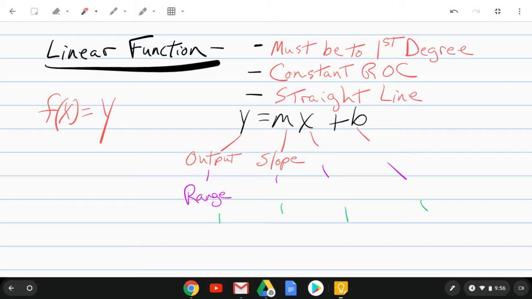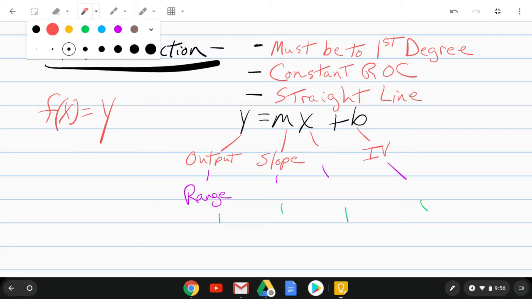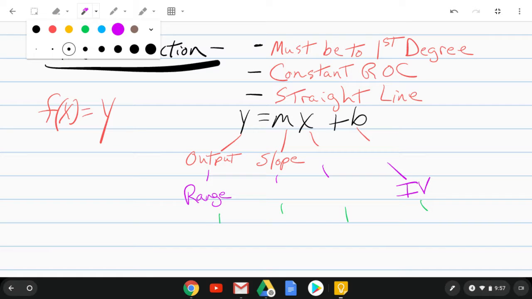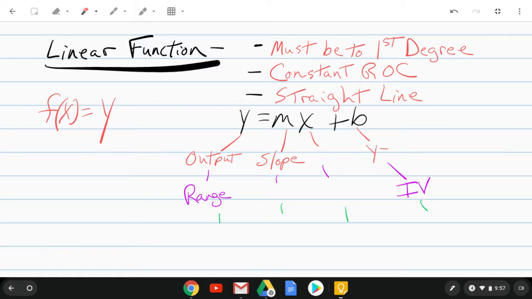Yes, sir? b is the initial value. You know what? I'm going to put that down here. Perfect. Initial value. All right. Another one. Yes, ma'am. b is the y-intercept. Excellent. Y-intercept. Keep them going. We got a lot more. Yes. x is my input.